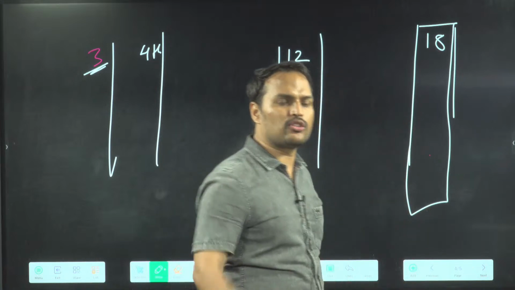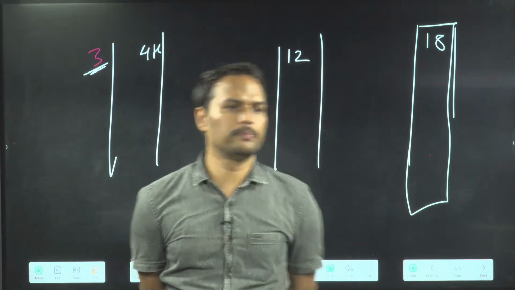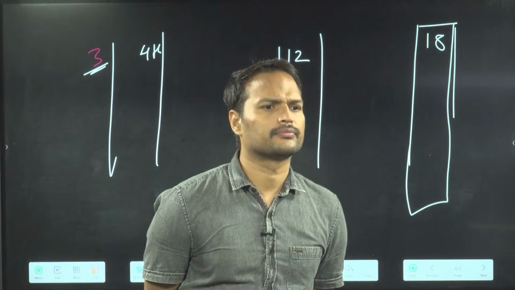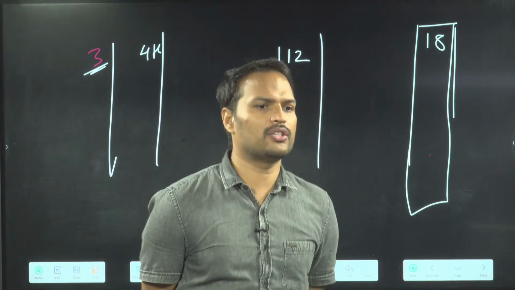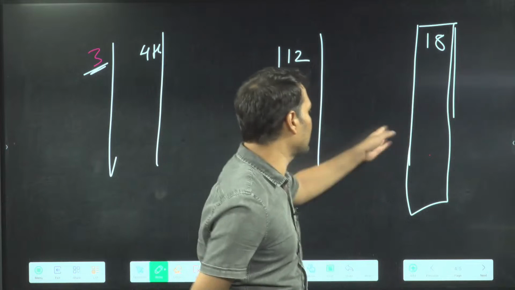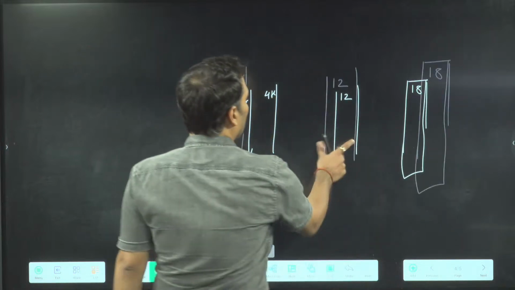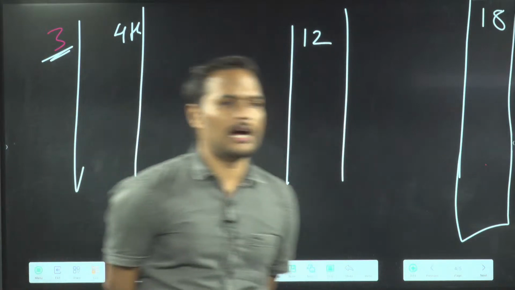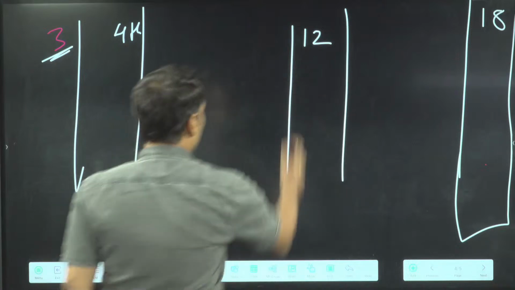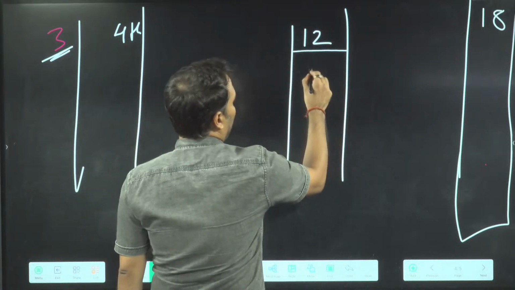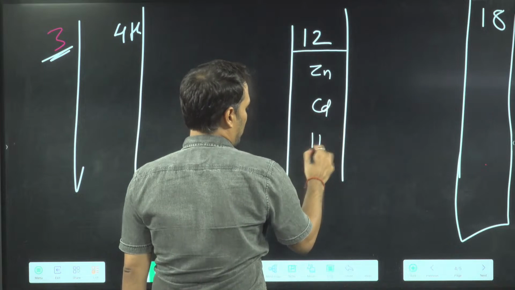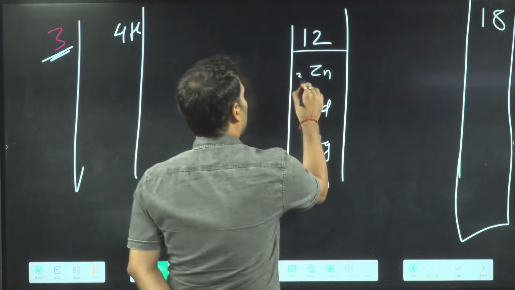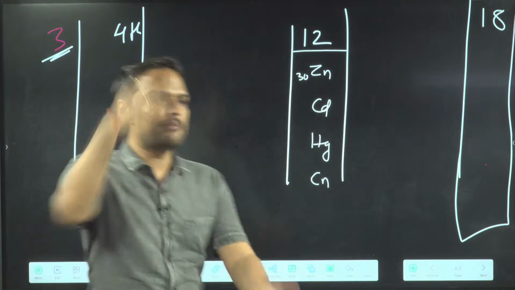Now suppose anyone asks you 53. 53 which group? 17th group. Simply you can subtract. Now suppose anyone asks you 41. Now what? You should take help of this group. See here, everyone knows we are having zinc, cadmium, mercury and copernicium. Everyone knows that zinc is 30. Everyone knows the magic number also.